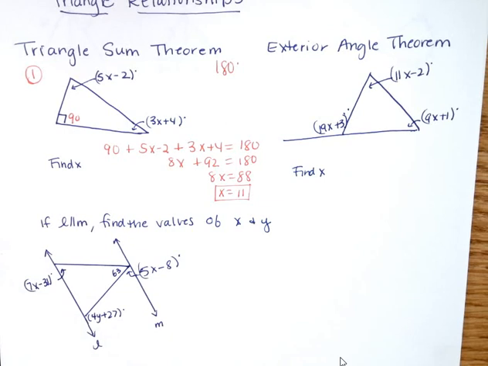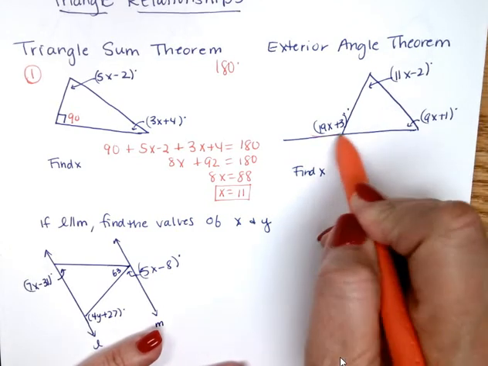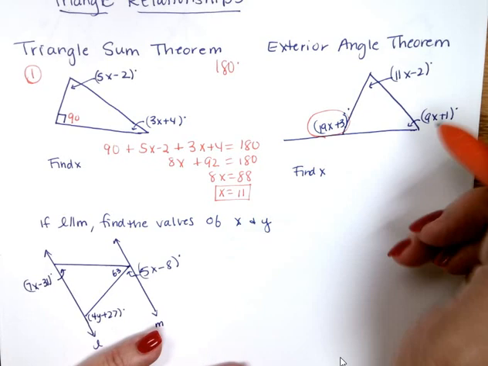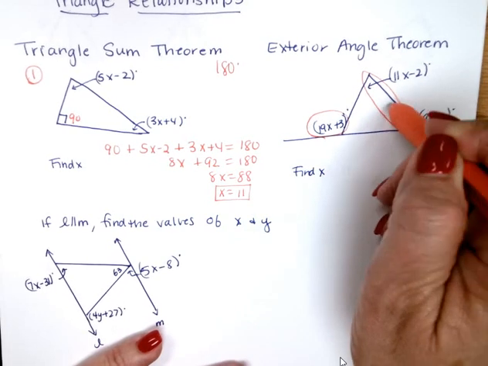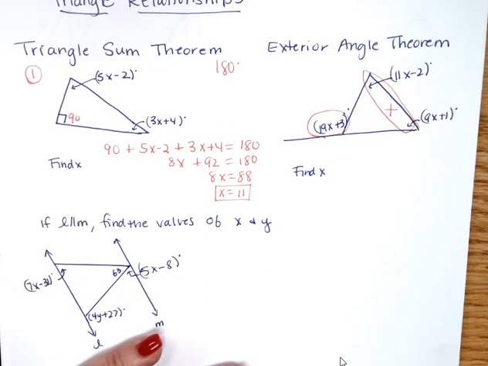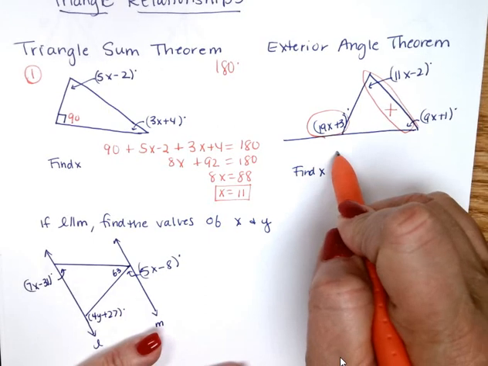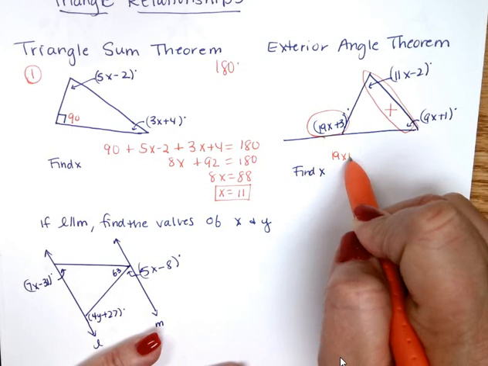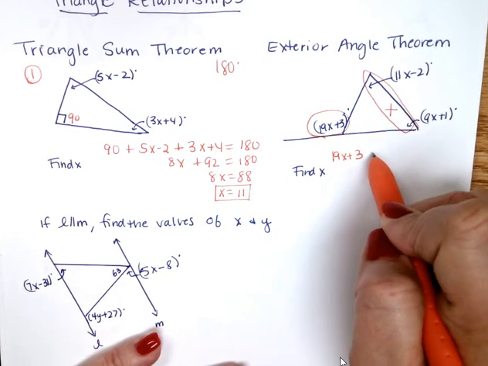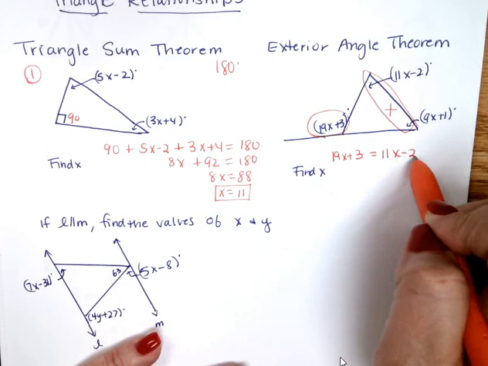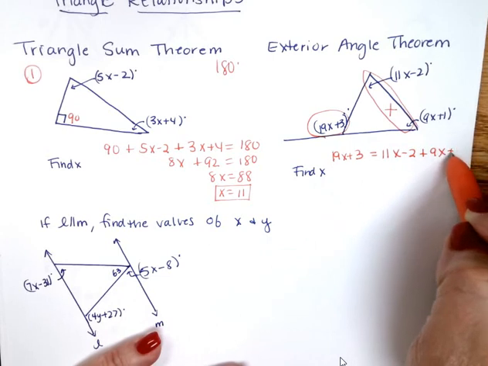My exterior angle theorem tells me that the two non-adjacent interior angles added together equal the third angle's exterior angle, which means that the angle on the exterior equals the two non-adjacent angles added together. So 19x plus 3 equals 11x minus 2 plus 9x plus 1.